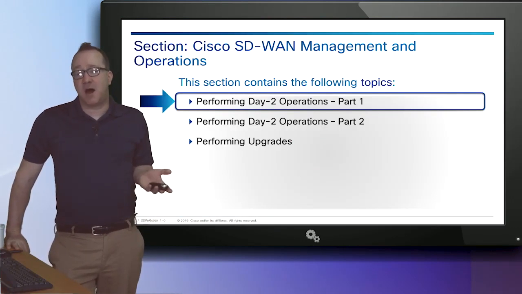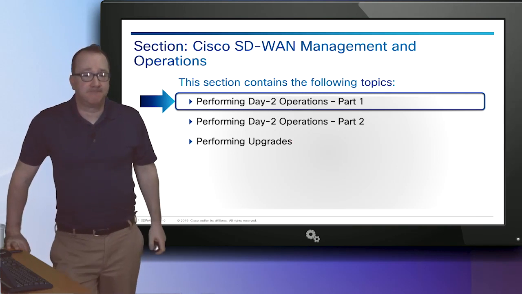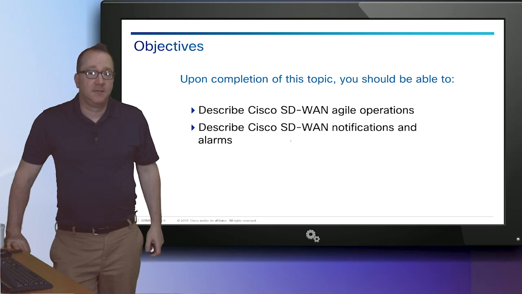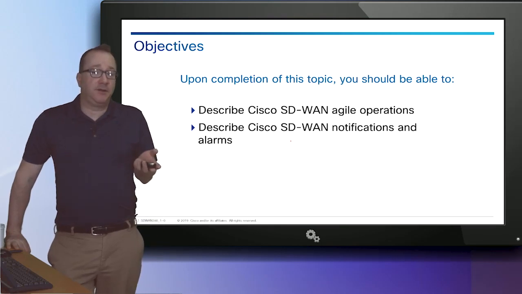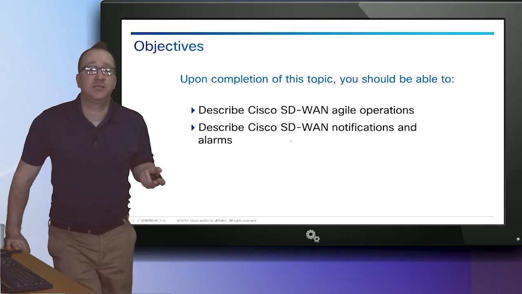So basically, we're going to cover monitoring, logging, and using that REST API to make calls to the system. On the completion of this, you're going to be able to understand Cisco SD WAN agile operations and SD-WAN notifications and alarms.